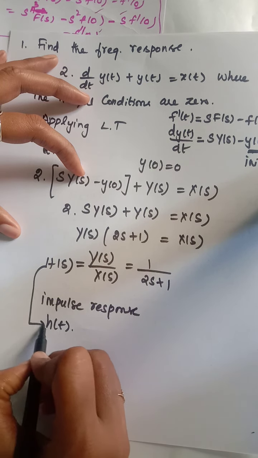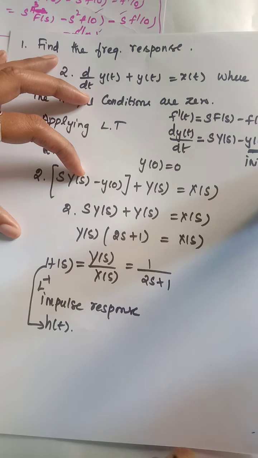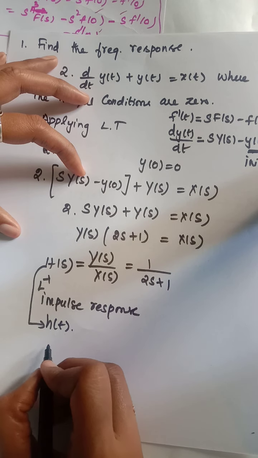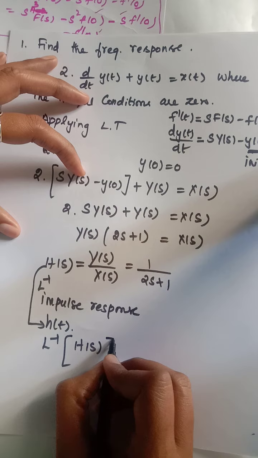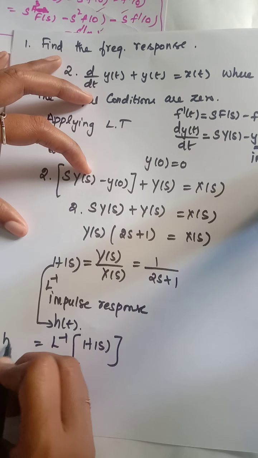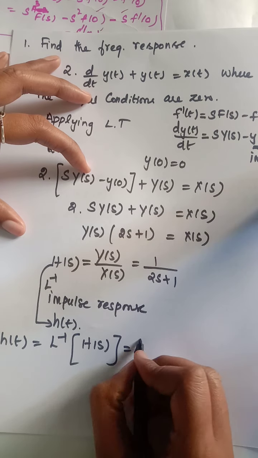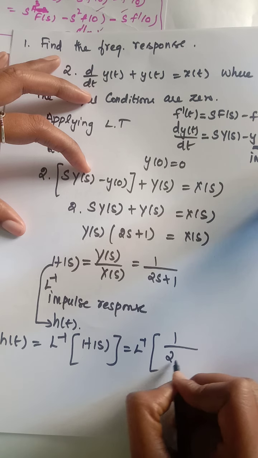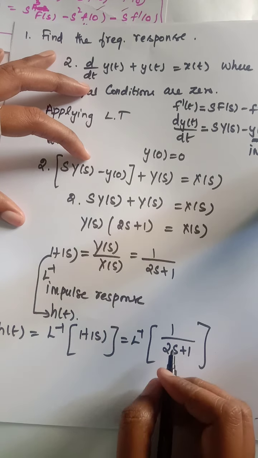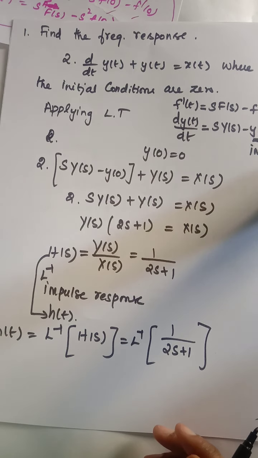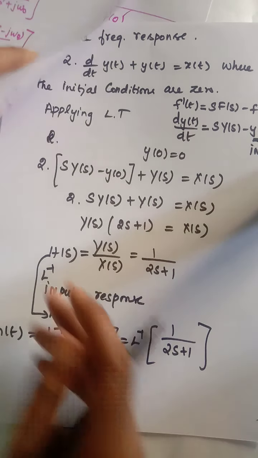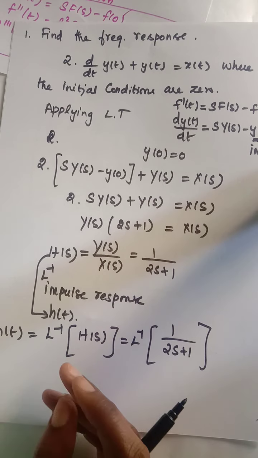What I need to do is take the inverse Laplace transform. So the inverse Laplace transform of H of s, which is nothing but h of t. So the inverse Laplace transform of 1 by 2s plus 1. I am not having any formula like this, right? I am having only the formula for the exponential. What is the formula I am having for the exponential?